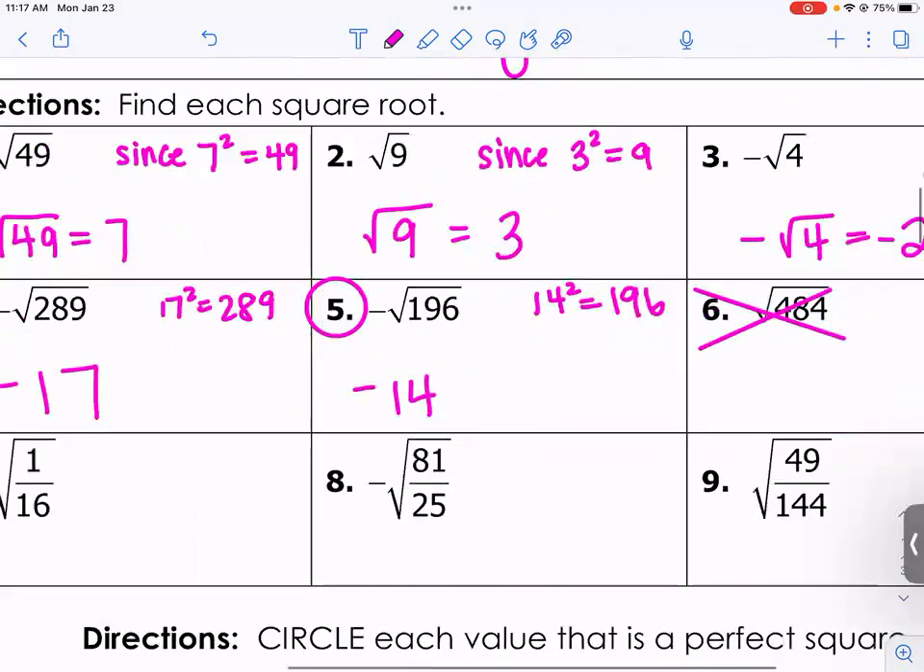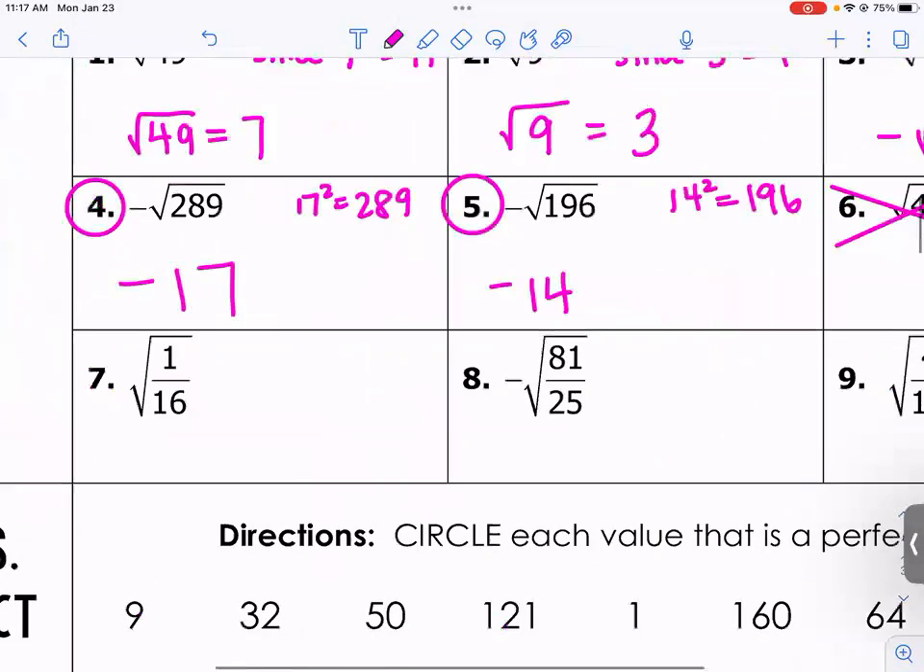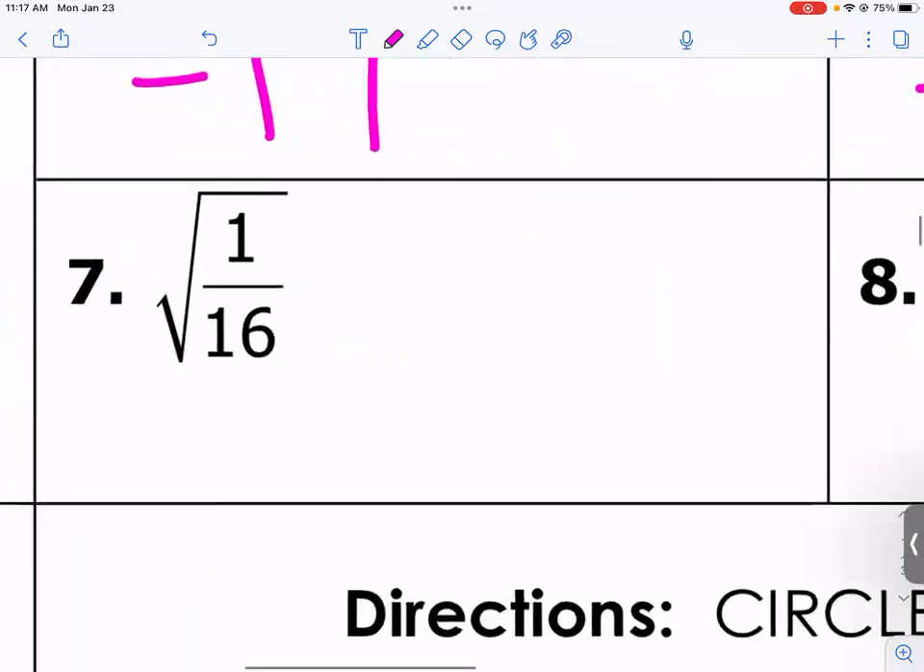Now we're not going to worry about number 6 because we're only going to worry about squares up to 20. And that one's bigger than that. So let's move to number 7. Oh my gosh, it's a fraction. It's fine. Because guess what? Both of those numbers are perfect squares, the numerator and the denominator.